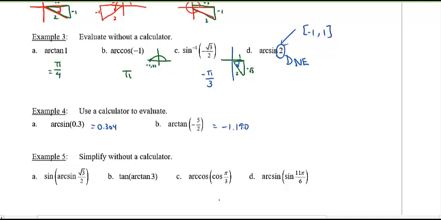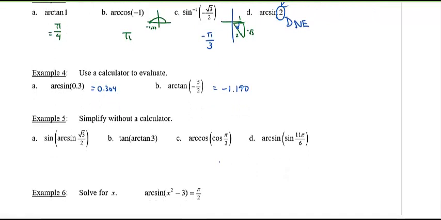Alright. So, see if you can do number 5 now. Now I have inverse functions and functions back to back. Inverse back to back, what do you get? You just get what you started. That's right, so √3/2. Hey, tan and arctan, you just get what you started. 3, good. Arccosine and cos, you just get what you started with. Pi/3. Arcsine and sine, you get what you started with. 11 pi/6.